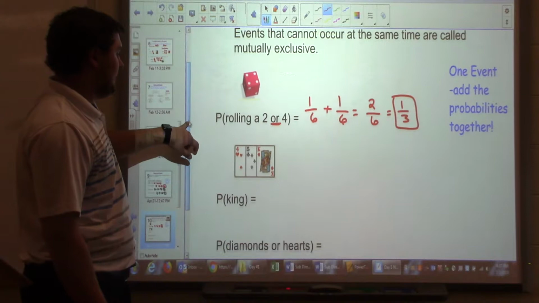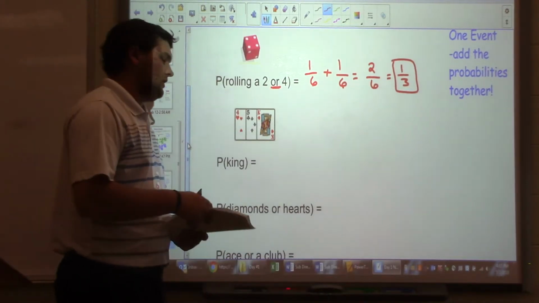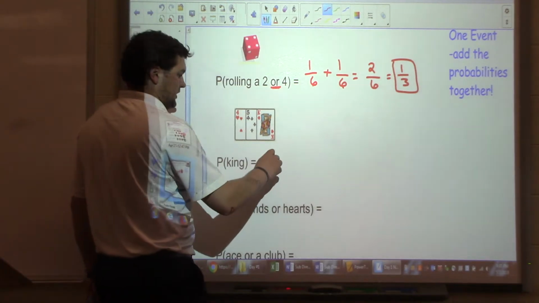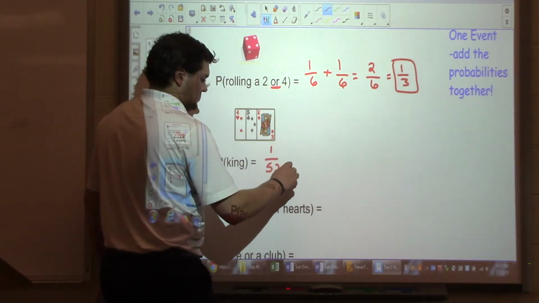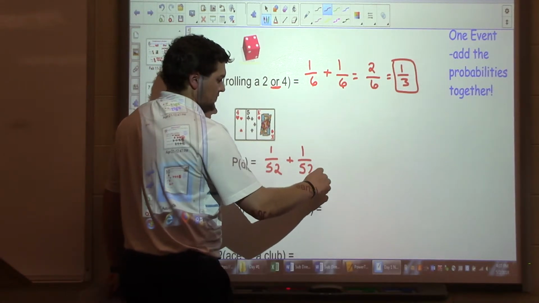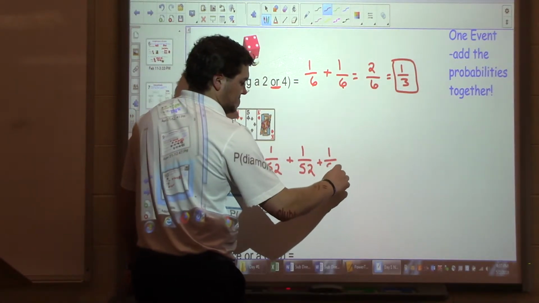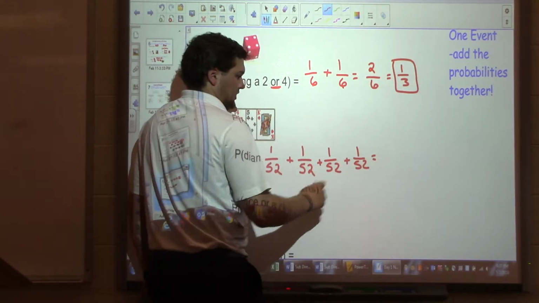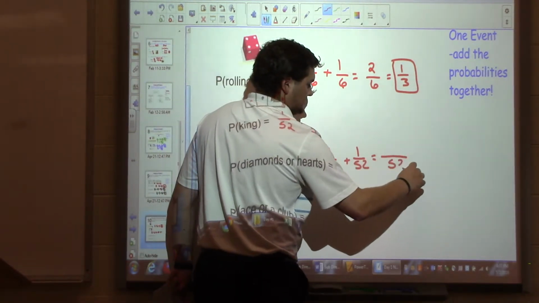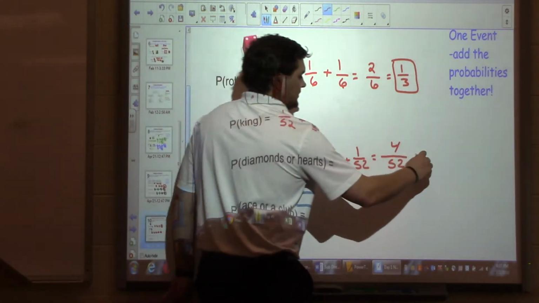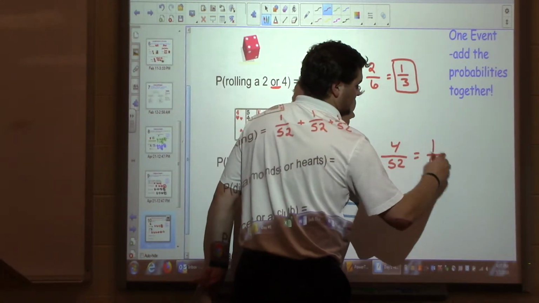Alright, let's try another one. Probability of picking a king. Well, there's a king in each suit, and there's 4 suits. So there's 1 king of diamonds, so 1 out of 52, plus there's a king of hearts, plus there's a king of spades, plus there's a king of clubs. So it's all going to equal 4 over 52. 1 plus 1 plus 1 plus 1, which equals 1 over 13.